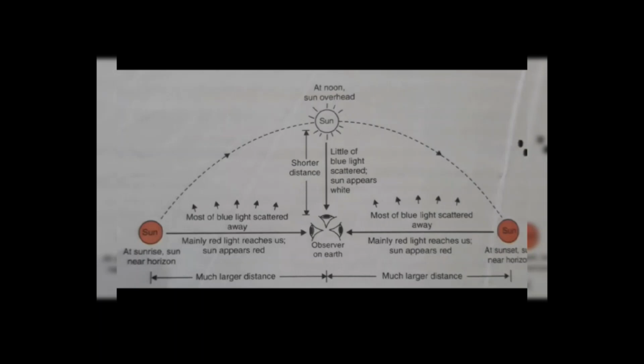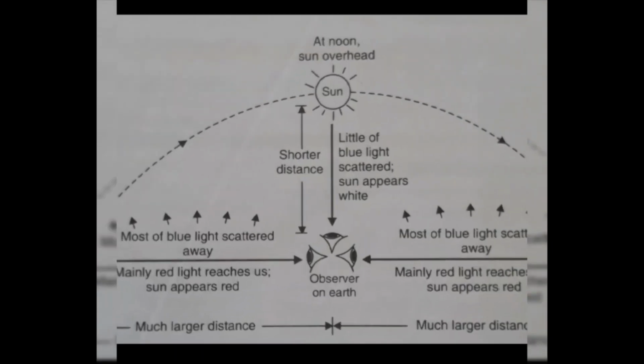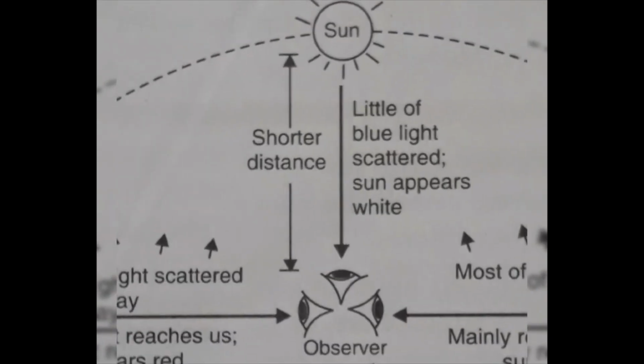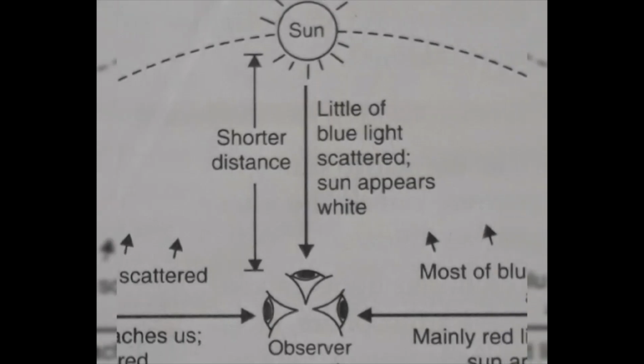The same thing explains why, when the sun is overhead in the sky, at noon time, the sun appears white. At that time the light coming from the sun has to travel a shorter distance through the atmosphere, and during this short journey only a little of the blue color of white light is scattered. Most of the blue light remains in it. Since the light coming from overhead has almost all its components, all the colors, in the right proportion, the sun overhead appears white to us.